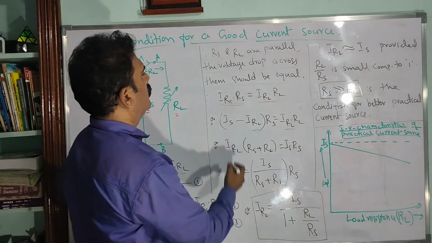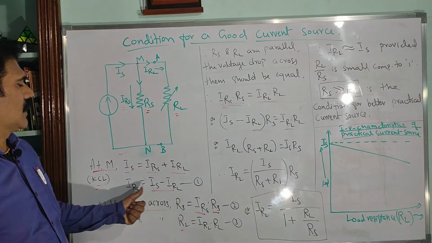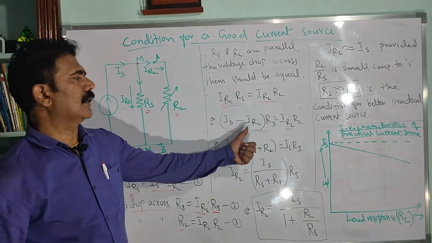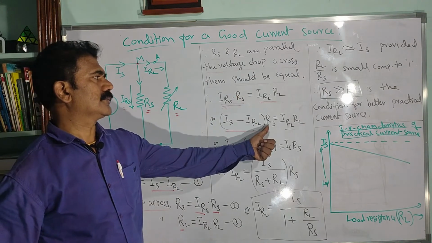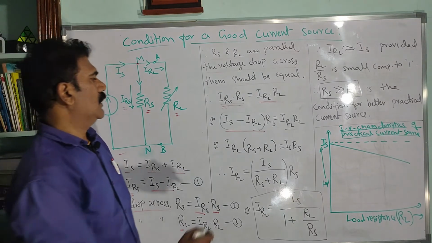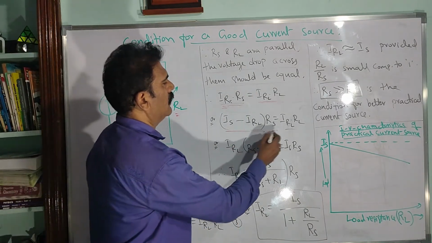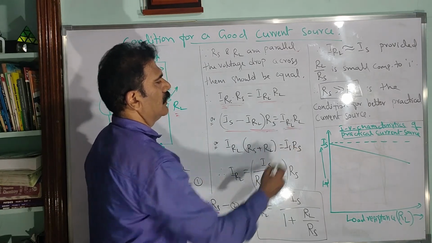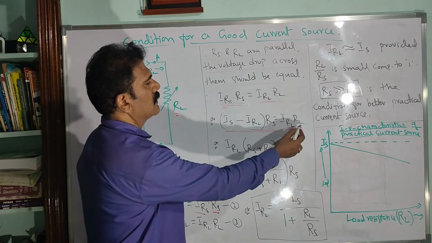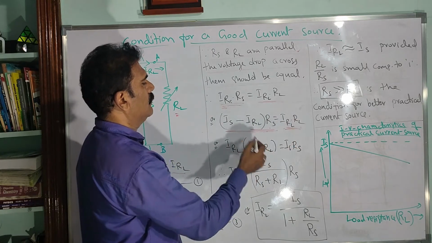Now you can substitute for IRS, because from equation 1 we have IRS as IS minus IRL. So substitute that here: IS minus IRL multiplied by RS, and then IRL into RL on the right hand side. In the next step, take IRL as common. Here we have IRL and here we have IRL. Take IRL common, left with RS plus RL, because this is a minus sign, so when you take it to the right hand side it becomes plus.